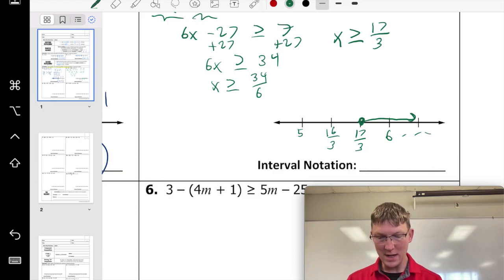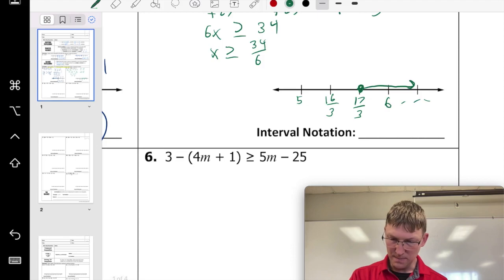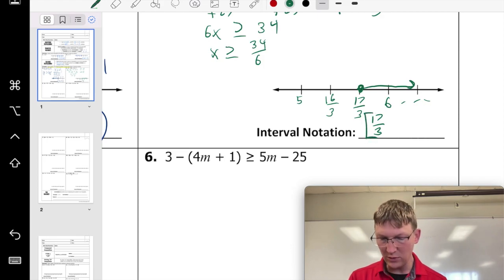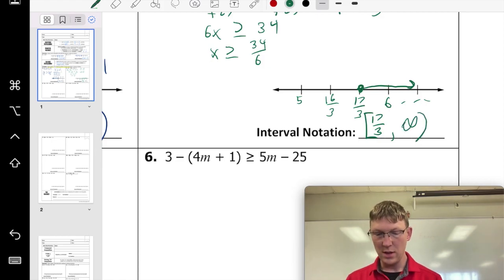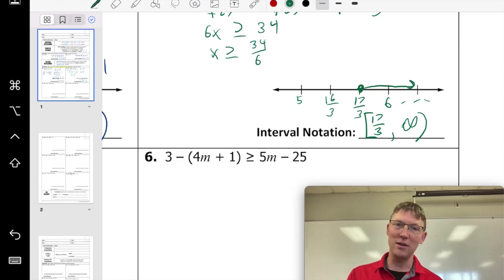So then if we were to write that in interval notation, our lowest number is 17 over 3, and that number is included, so we're going to use a square bracket, comma, and it goes up to infinity. So at some point later on, we will have a closed interval, and that's where we're going to see less infinities, and you'll just have from one number to one number.